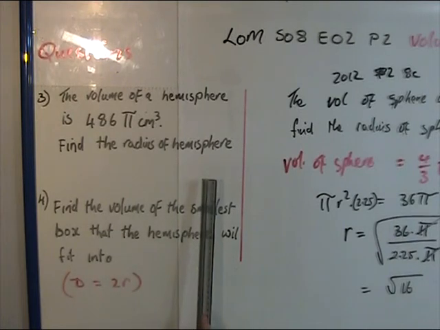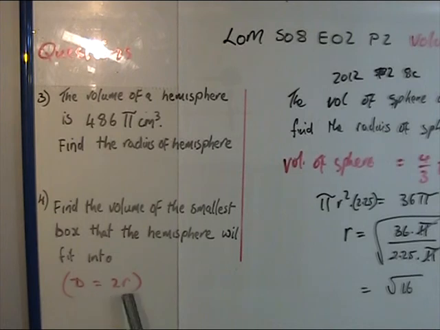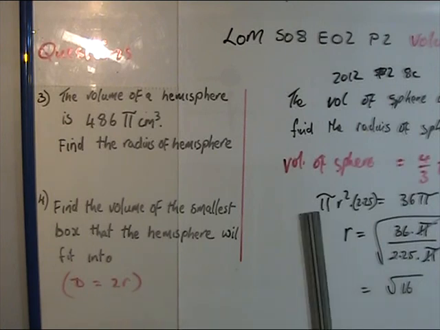The smallest box. So you can imagine that it's only one hemisphere, so the diameter is going to be equal to the width of the box. Okay, the diameter is twice r, twice the radius. There's your clue. Right, now do the questions.